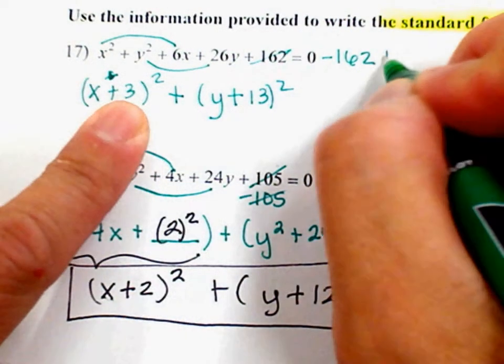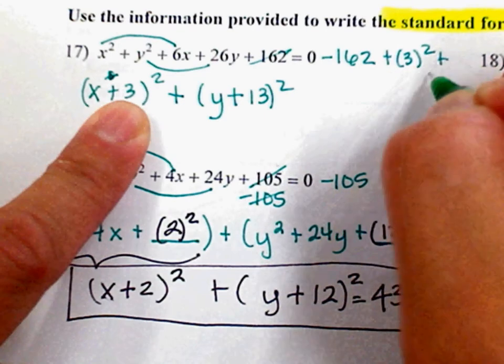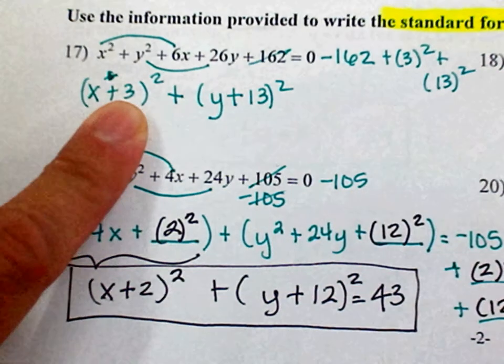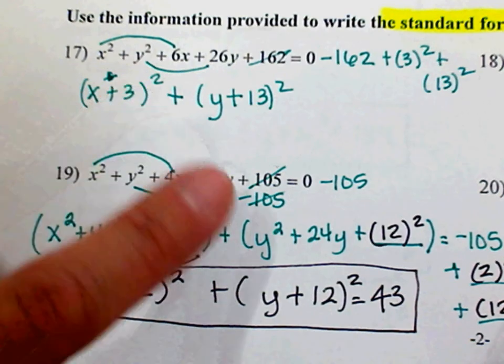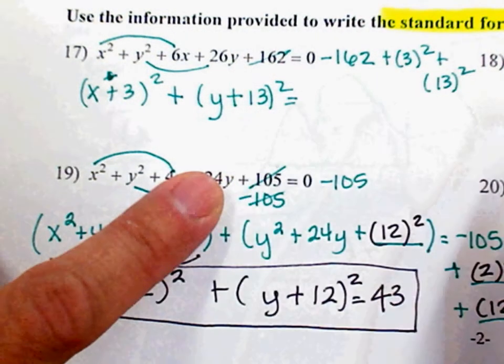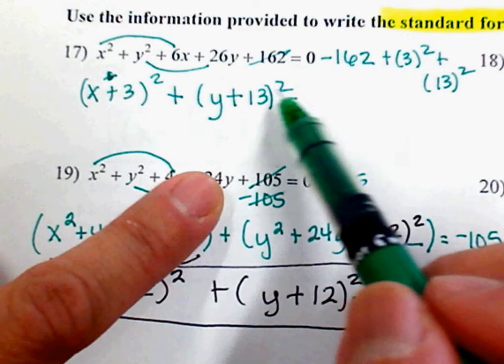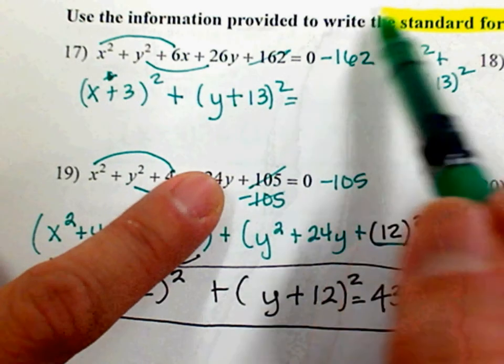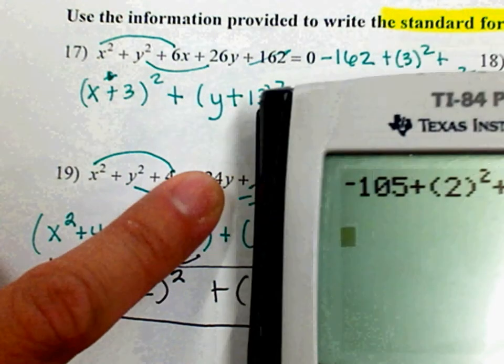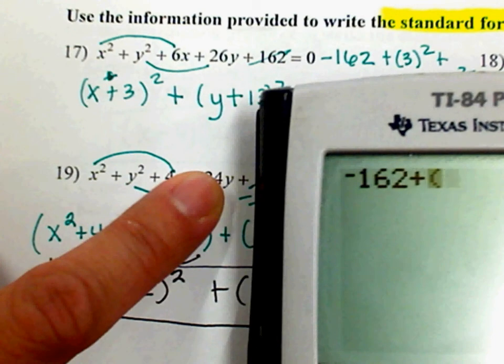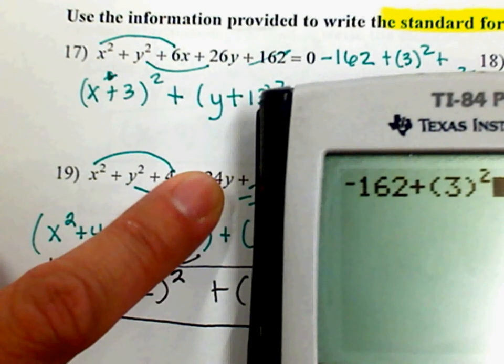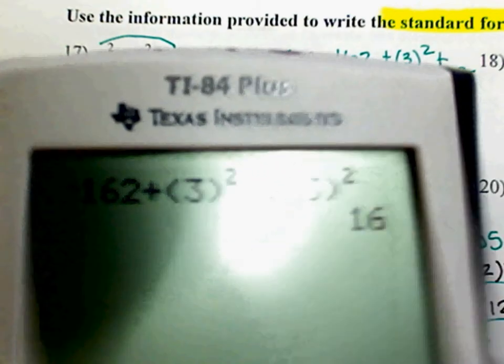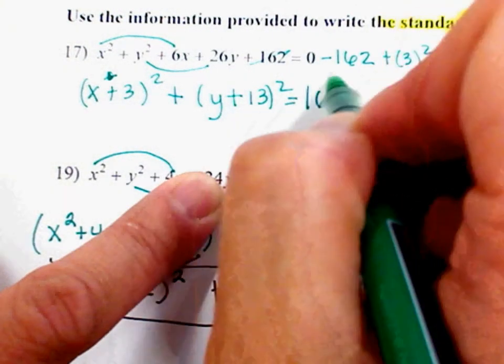Do you guys see how you can just do it all at one time? So you've already got this written out. What can you do with all this? Add it all together. So negative 162 plus 3 squared plus 13 squared. Oops, I forgot parentheses. And what did I get? 16. See how easier that is? How shorter that version is? That was from your quiz. Okay?